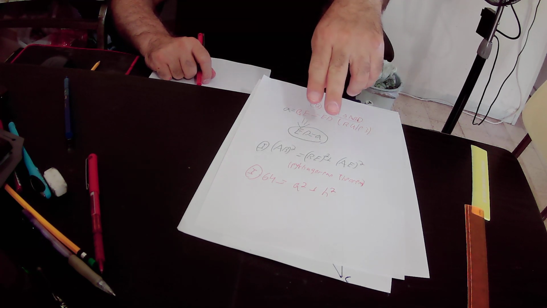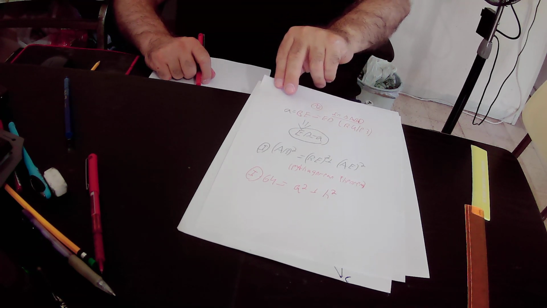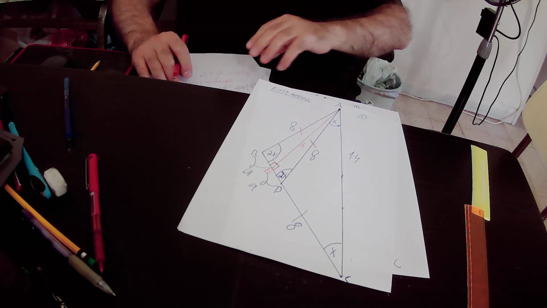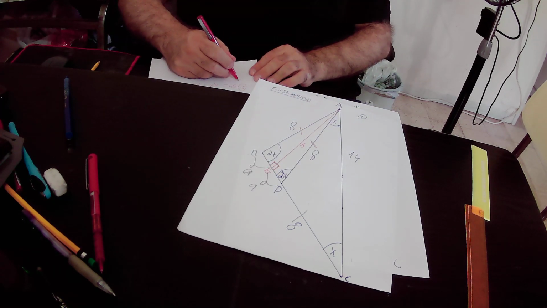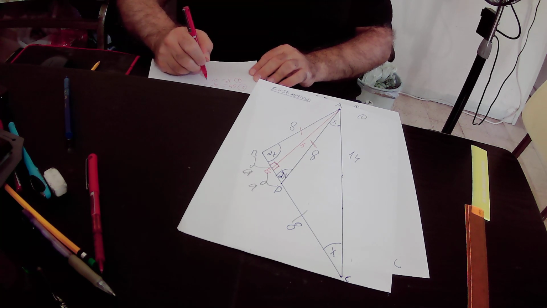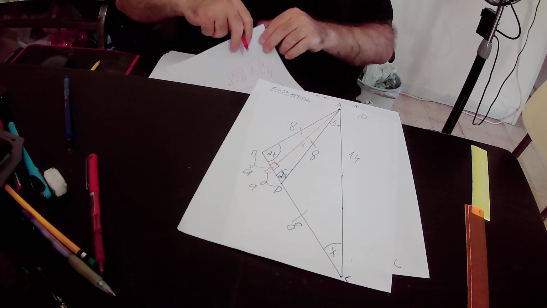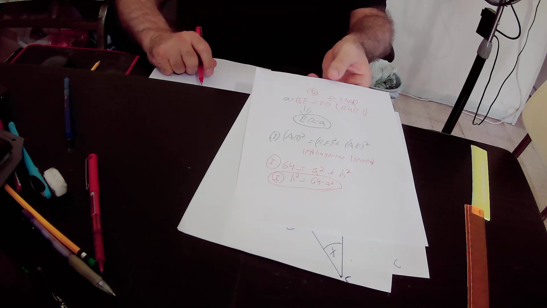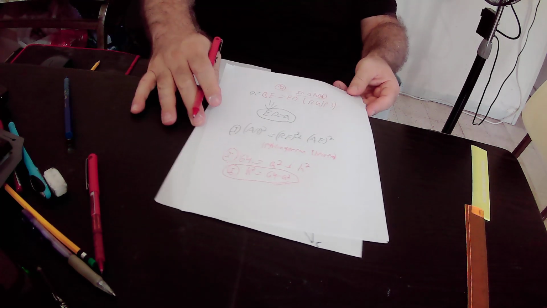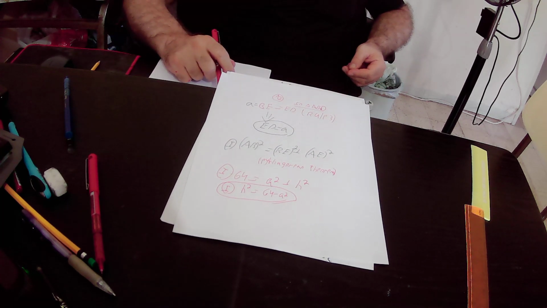Here we will subtract a squared from equation number 1 and we will get that h squared equals 64 minus a squared. So equation number 1 states that h squared equals 64 minus a squared.